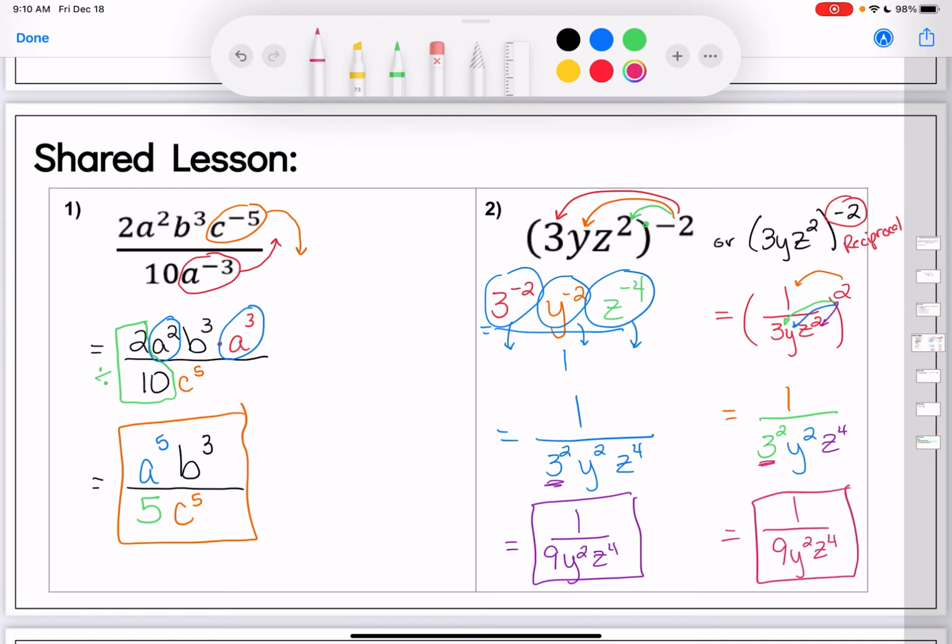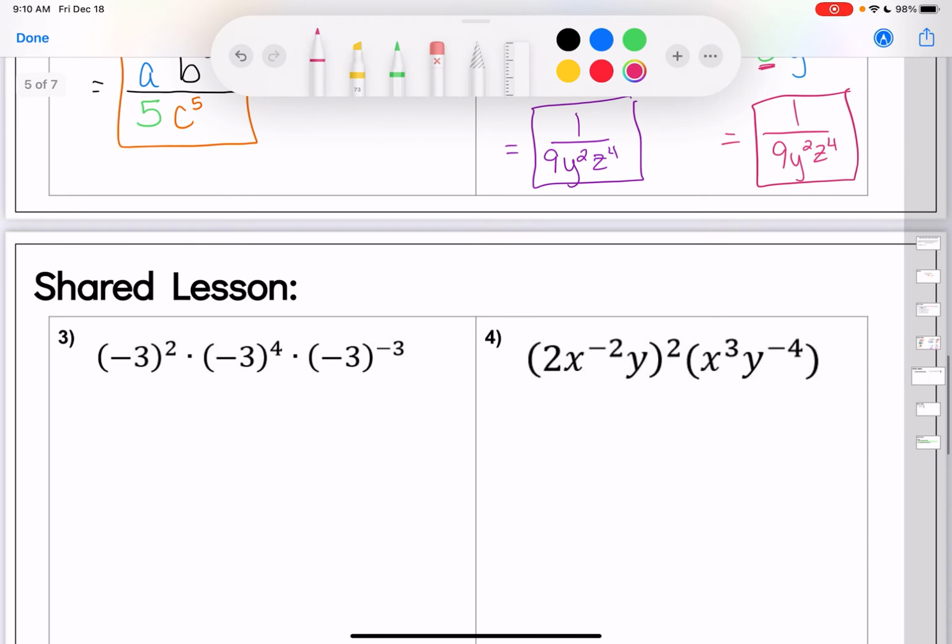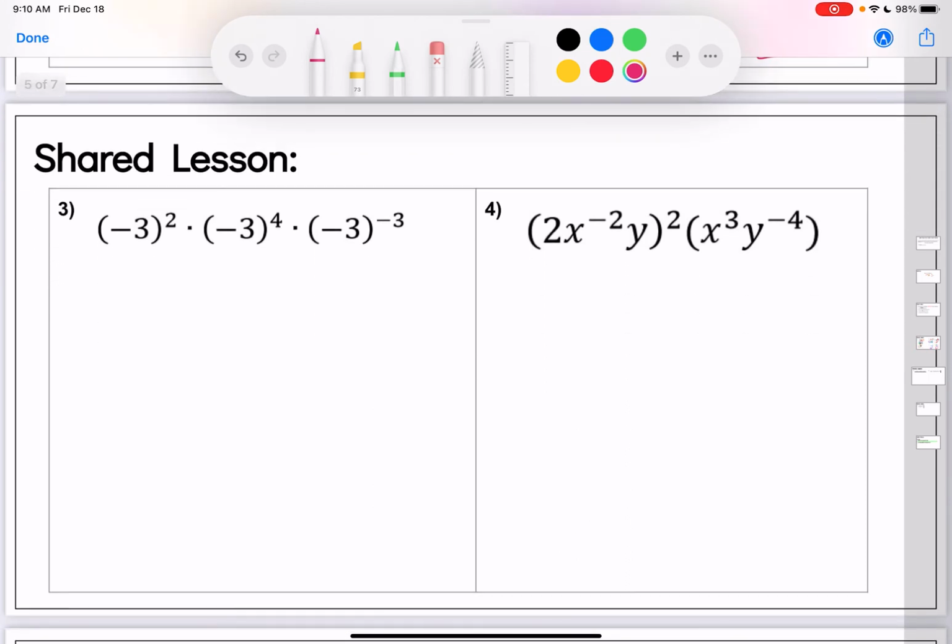Same answer, right? Whatever makes sense to you, it's perfectly fine to do it either way. I just wanted to remind you that we had 2 ways to do it yesterday, and whichever way makes sense to you, you can do that, and it's perfectly acceptable and correct. All right, let's look at number 3 here. Negative 3 to the second times negative 3 to the fourth times negative 3 to the negative third power.